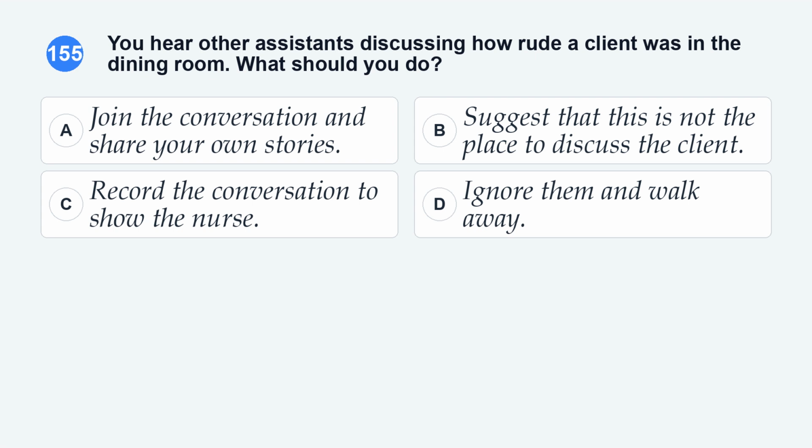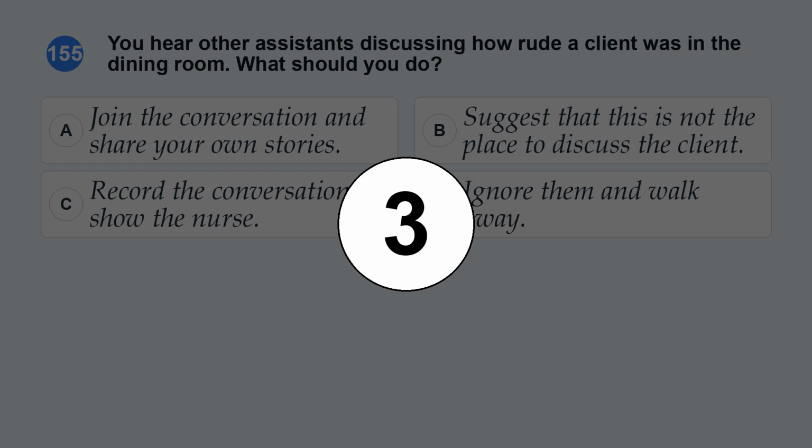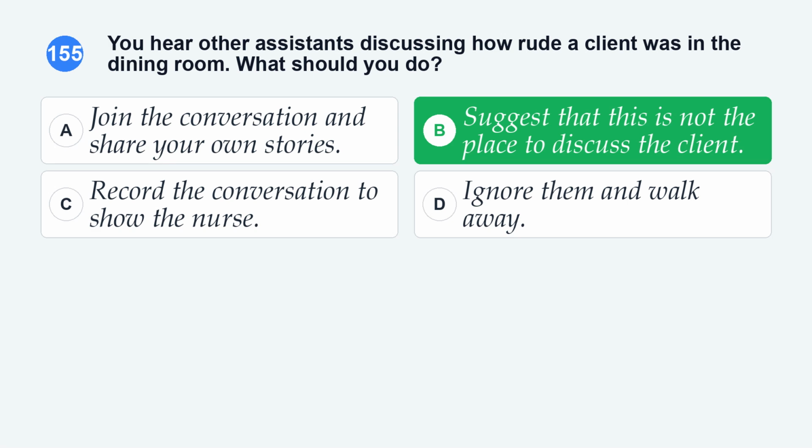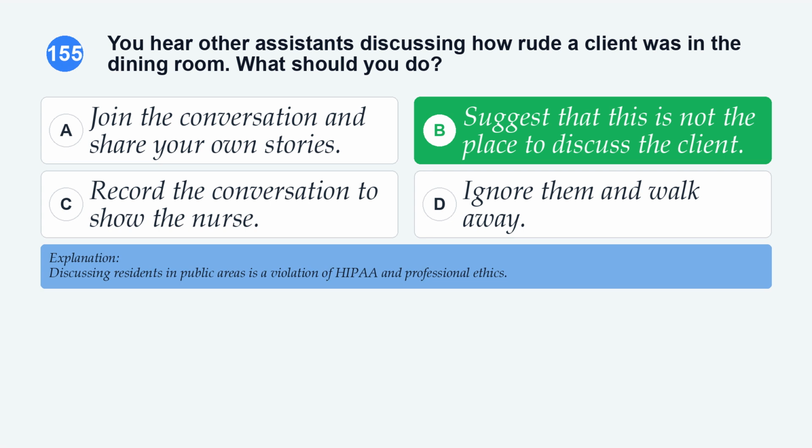Option B, suggest that this is not the place to discuss the client. Option C, record the conversation to show the nurse. Option D, ignore them and walk away. The correct answer is option B, suggest that this is not the place to discuss the client. Explanation. Discussing residents in public areas is a violation of HIPAA and professional ethics.